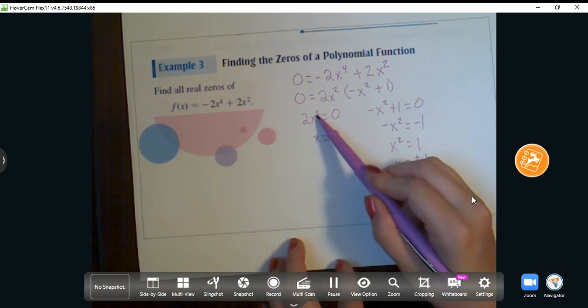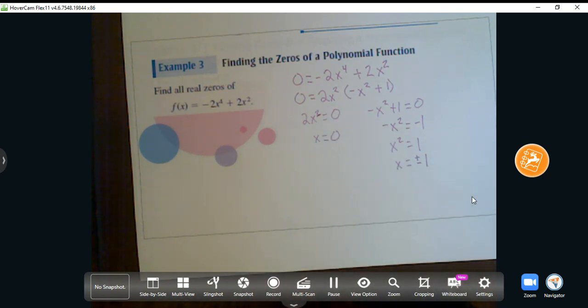However, notice that because I have a squared here, technically 0 is repeated twice. And so we would say we have positive 1, negative 1, and then 0 happens 2 times. So those would be our 4 zeros. So we know that we found all of them.